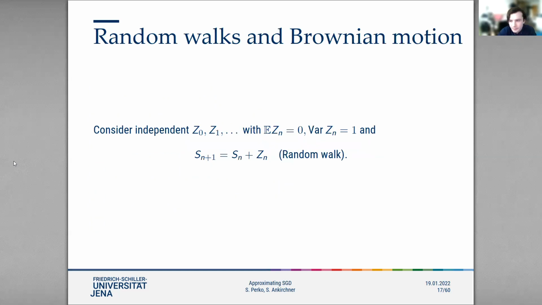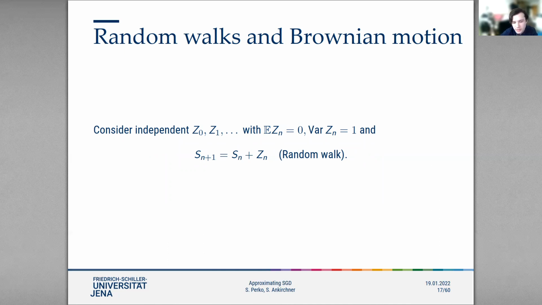So now, let's forget about gradient descent for now, and just consider a sequence of coin flips. So these are called Z0, Z1, and so on. And if the coin lands on heads, we record a +1, and if it lands on tails, we record a -1. And then these variables have expectation 0 and variance 1. Actually, it doesn't matter that these are coin flips. We could do any IID sequence with this expectation and this variance, but of course, it's very intuitive with coin flips. And then we build a new process, S_n, such that S_{n+1} is equal to S_n plus Z_n.